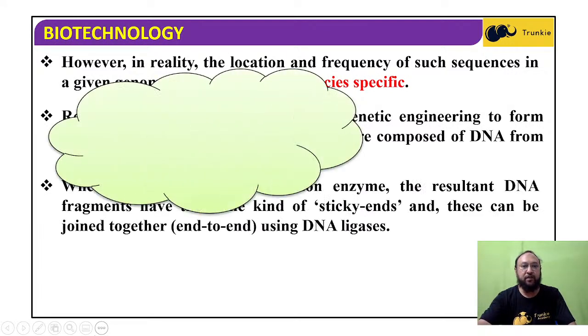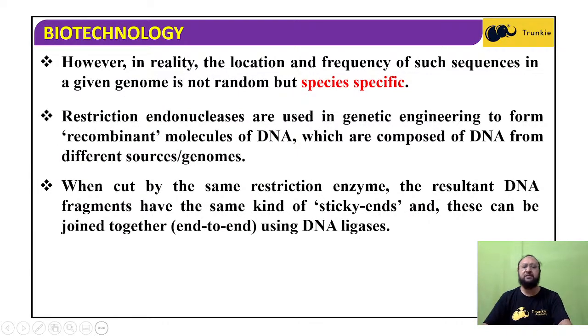Now, when cut by the same restriction enzyme, the resultant DNA fragments have the same kind of sticky ends, and these can be joined end to end using DNA ligases. When we use the same kind of restriction endonuclease, it will give the same kind of fragments with the same kind of sticky ends. Why? Because it recognizes a particular specific site. So wherever it cuts, it will have the same sticky ends. That is the reason all the fragments will have the same kind of sticky ends, and these can be joined together end to end using DNA ligases.